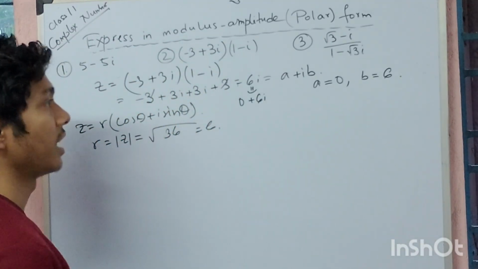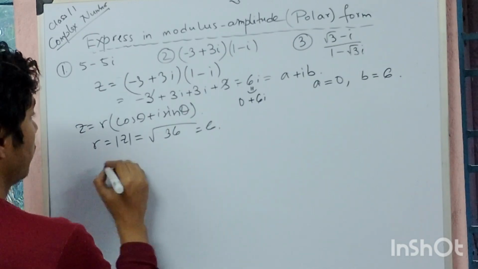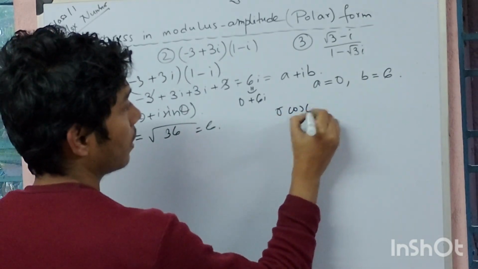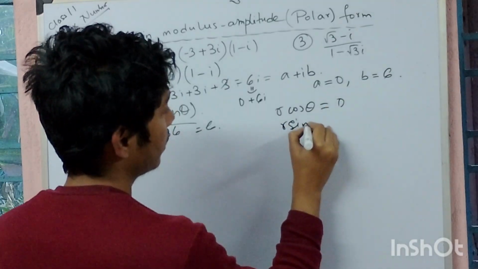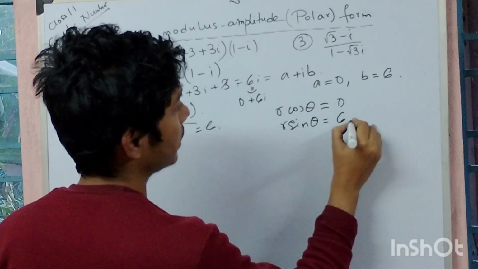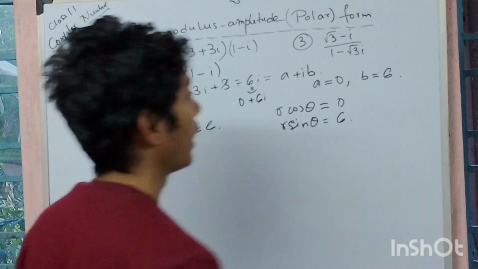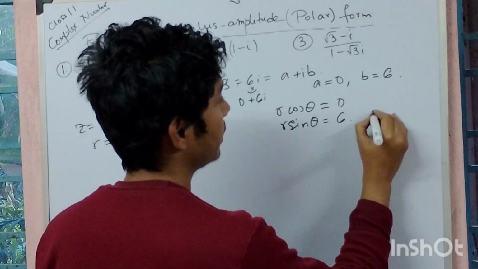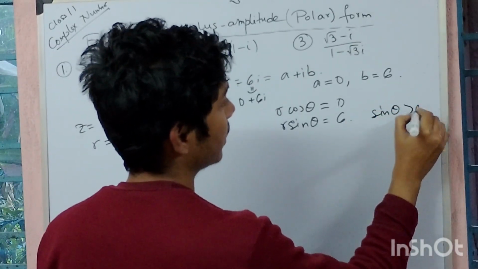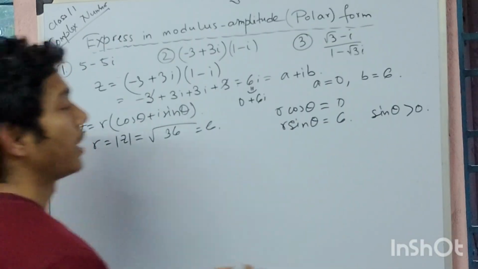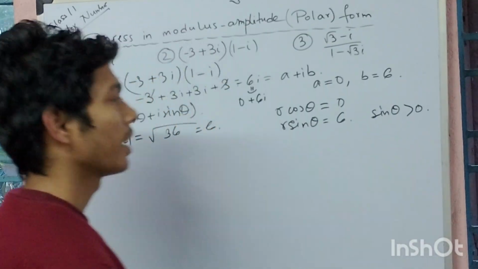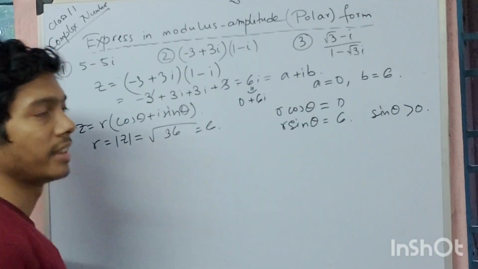R cos theta is a, r sin theta is b. So my r cos theta is a, it means 0, and r sin theta is b, it means 6. Okay, so from here my sin theta is greater than 0, and my cos theta is equal to 0.